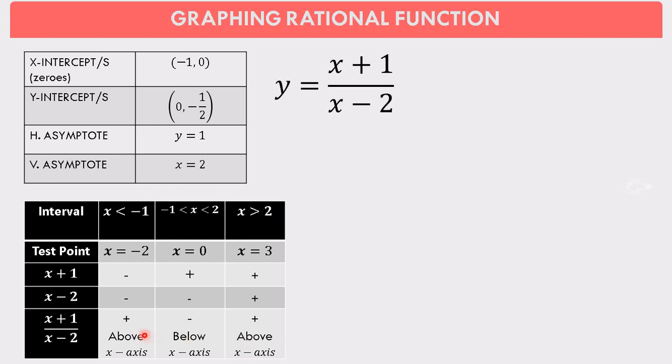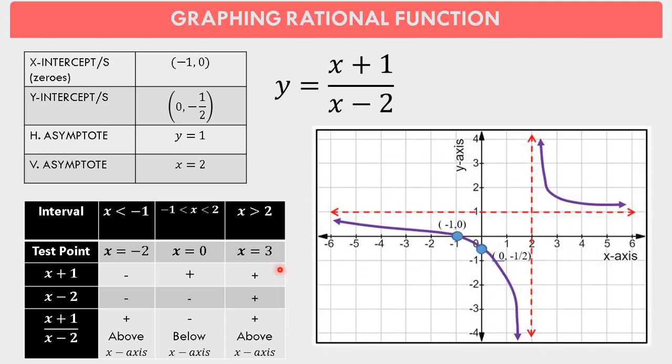So these signs tell us the behavior of the graph. Positive means the graph is above the x-axis, while negative tells us that the graph must be below the x-axis, and positive again above the x-axis. So therefore, the region x is less than negative 1 is above, x between negative 1 and 2 is below, and x greater than 2 is above.